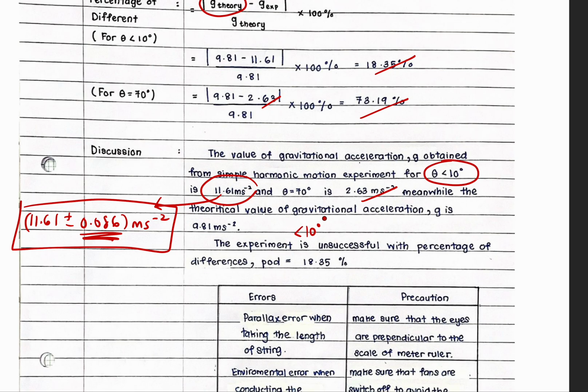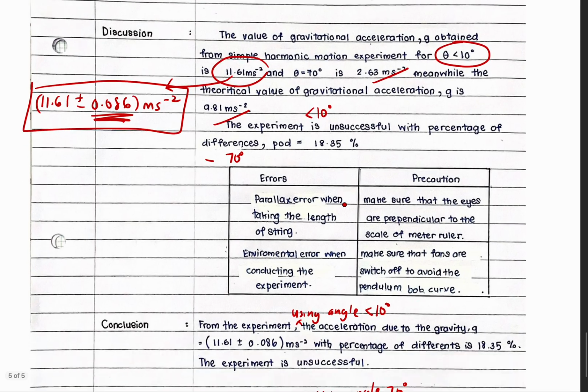Meanwhile, the theoretical value of the gravitational acceleration is 9.81. So kita katalah sepatutnya kita dapat 9.81 tapi kita dapat berapa. Okay, and the experiment is unsuccessful. So awak kena katalah ni eksperimen untuk less than 10 degree unsuccessful. So ulang balik ayat yang sama tapi untuk 70 degree. So 70 degree kita dapat 73.19%. So sama jugalah dia unsuccessful. So we state back. Okay, kita state balik apa yang kita dapat.